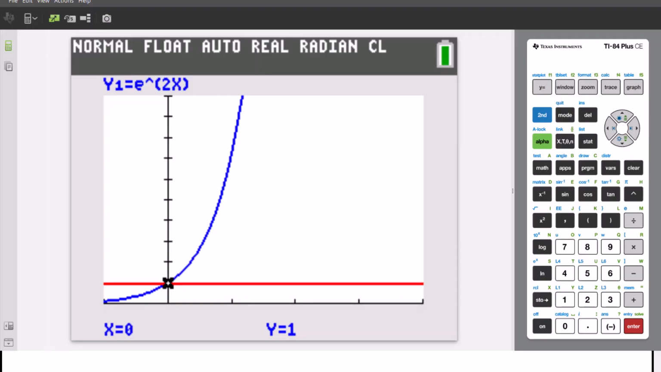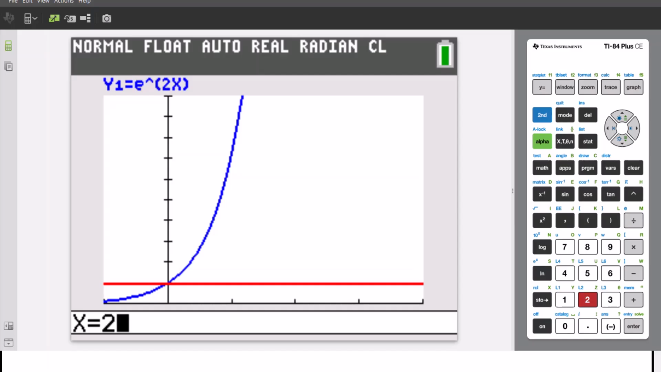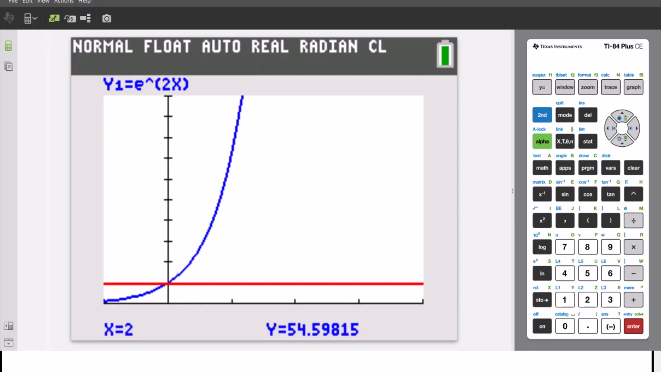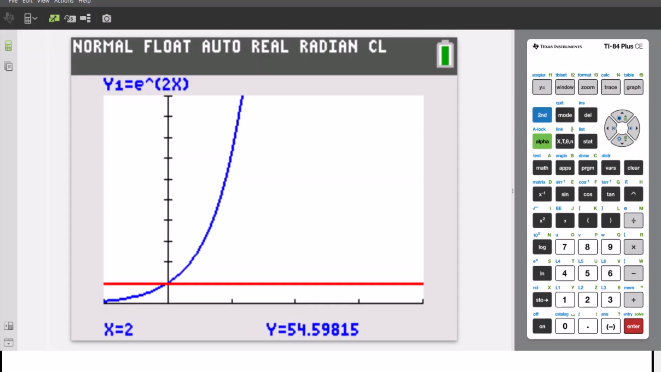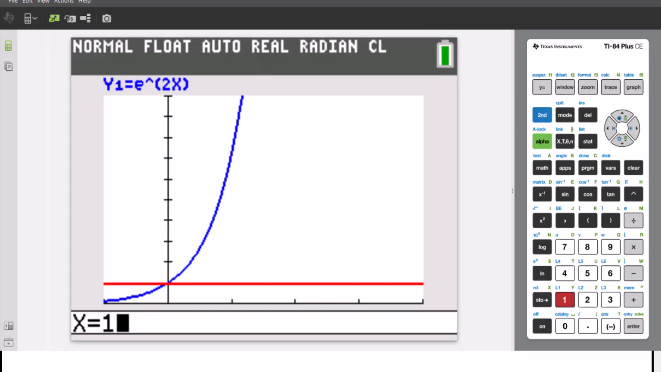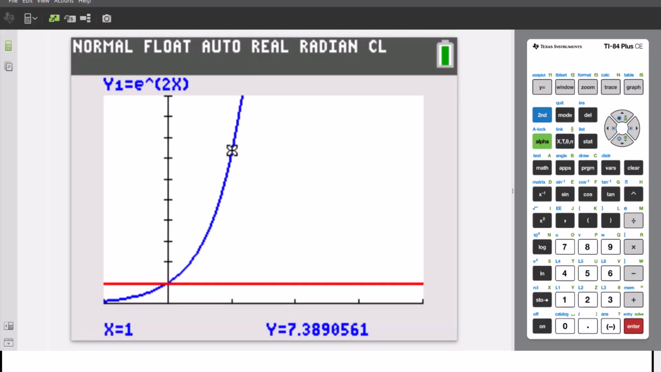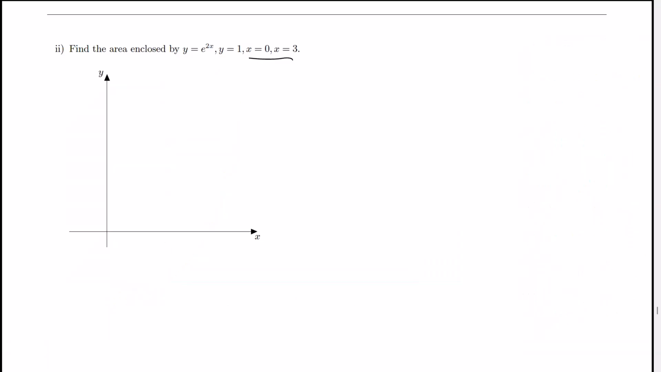And I'll use a second point on the blue curve. So I'm going to say, what is the y value when x is equal to 2? So when x is equal to 2, I can see that the y value is 54. That's way too big. So let's try another one. Let's trace x equal to 1. And you can see when x is equal to 1, the y is 7.38. So roughly around 7. So I know that my blue curve, my y equal to e to the power of 2x, will kind of look something like this. It's going to exponentially grow as I go towards the right side of the page.